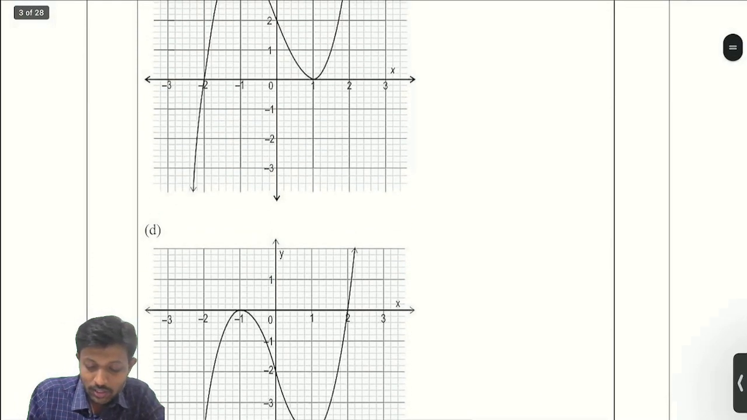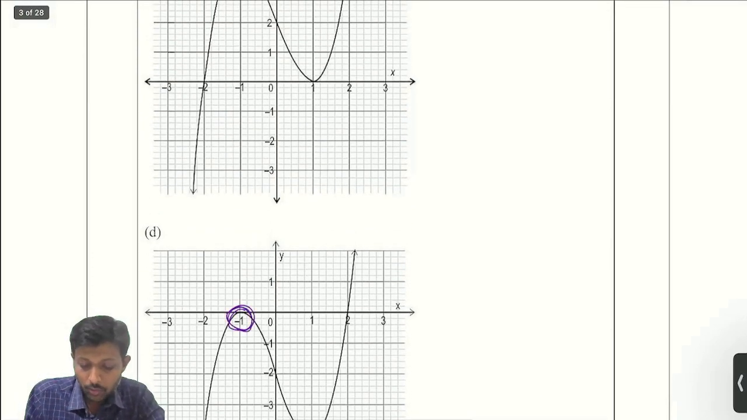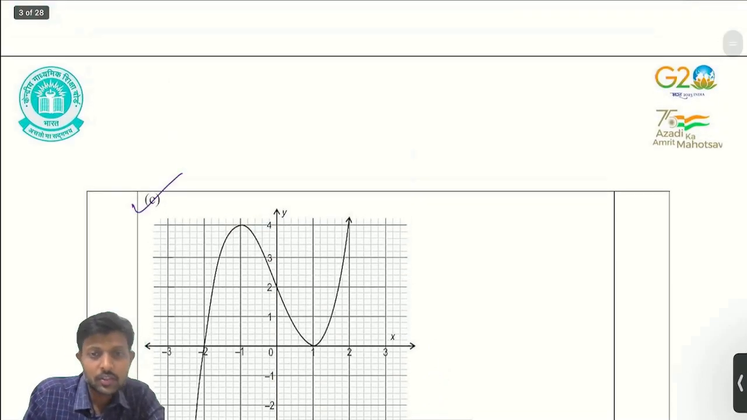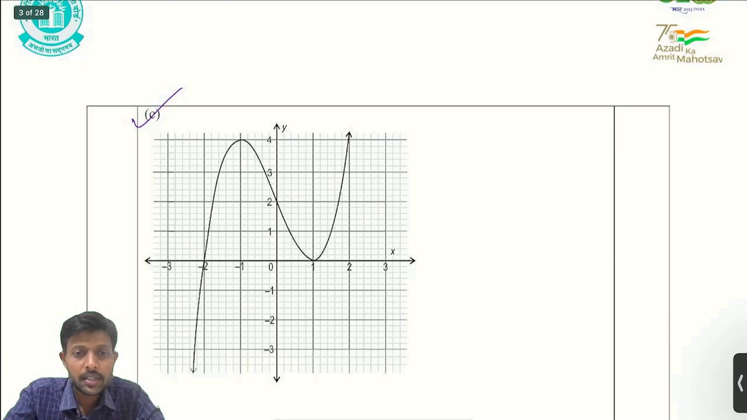Well, the roots are all different, okay? Minus 1 and 2, which is not the correct one. So here, this is your correct answer. Option number C, okay? Let's move on now to question number 2.